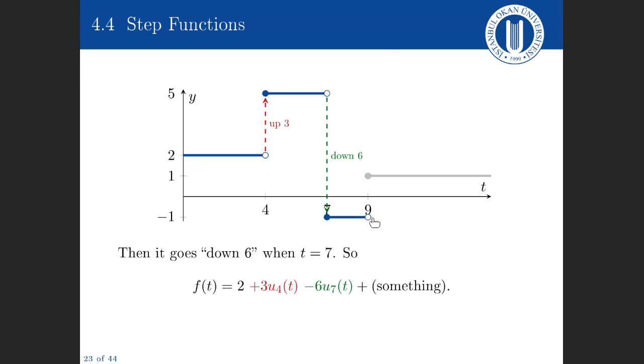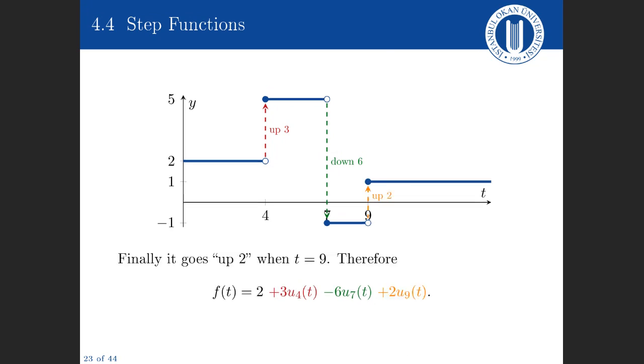There's one more change. The function changes when t is equal to 9. At 9, we go from minus 1 up to 1. We're going to be going up 2. So we want plus 2 u9. And that is the answer to this problem. Start at 2, then plus 3 u4, minus 6 u7, plus 2 u9.